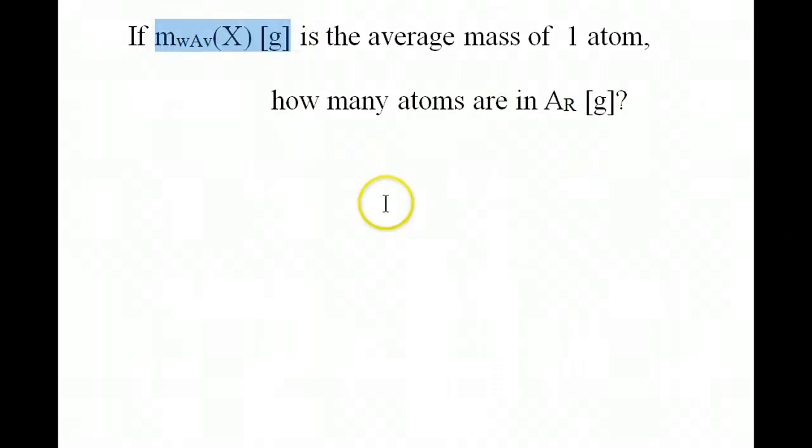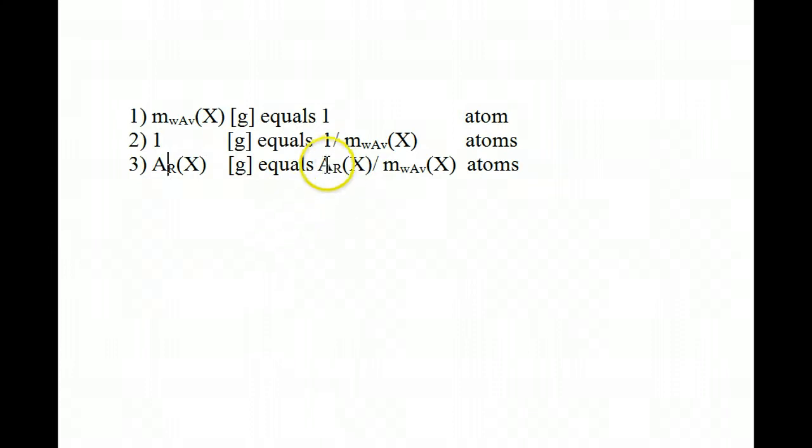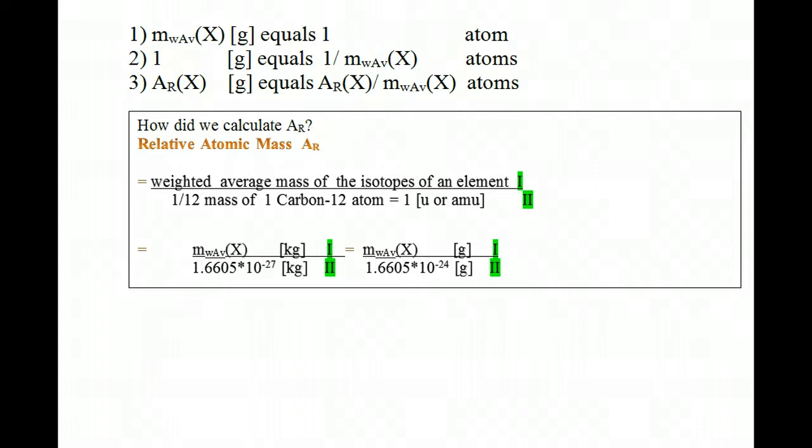So here you have the mass of one atom, that's the average mass, taking all the isotopes into account. And here you have the total mass of that sample, which is exactly Ar gram. So now you have to calculate how many atoms are in Ar gram. We do that in 3 steps. First step is MWAV in gram equals 1 atom. Second, 1 gram equals 1 divided by MWAV atoms. And third, Ar_X gram equals Ar_X divided by MWAV atoms.